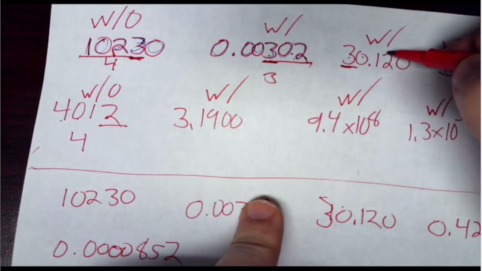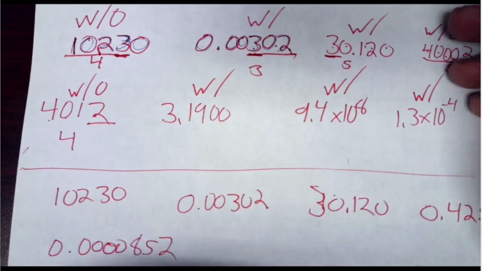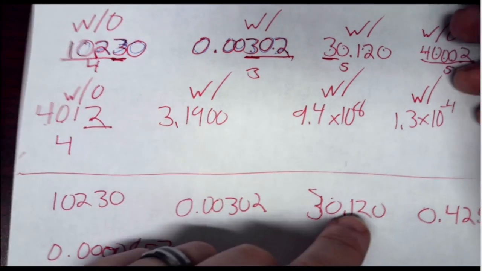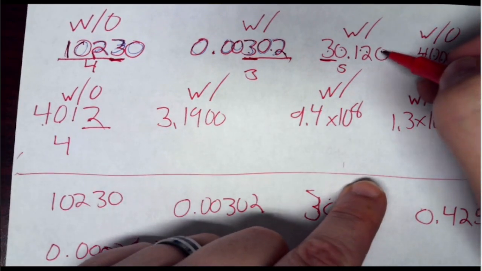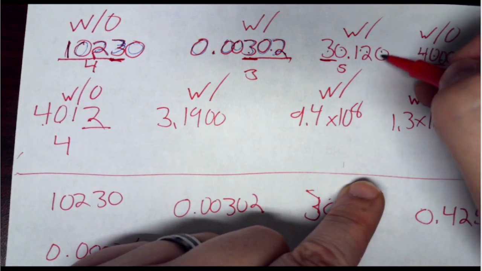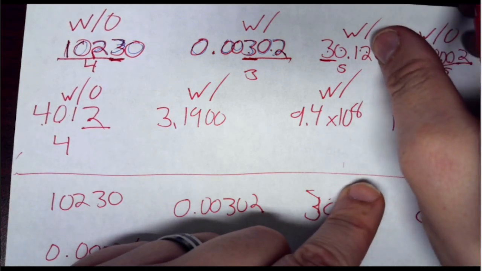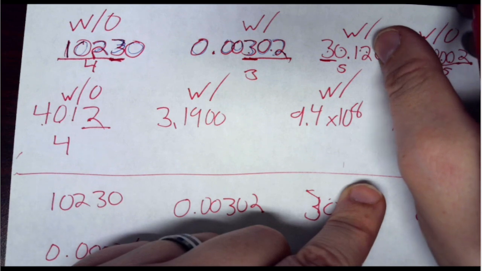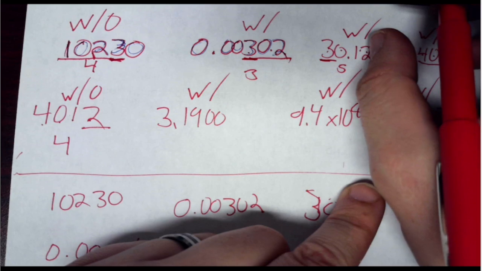So 1, 2, 3, 4, 5. Yes, I know that's a 0. And it's at the end. But it is necessary to say we know that digit to be 0. If we did not know that digit to be 0, we would have just reported 30.12 and not 30.120. So that's the difference between significance and non-significance. We'd just leave that off.